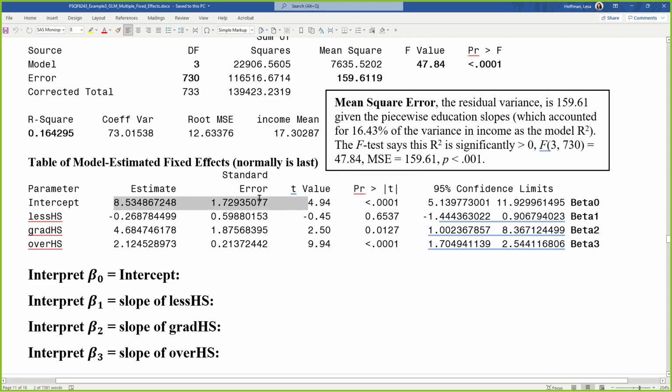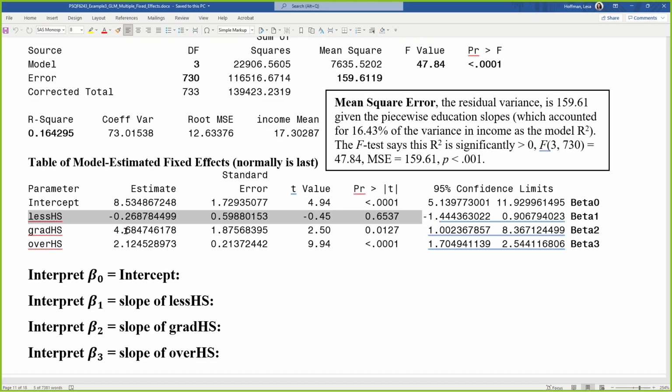The intercept tells us where the slopes operate from as a starting point. So less than high school, that's the -1, but it is non-significant. For every additional year of education among people who didn't graduate high school, they are predicted to make $268 less per year of education. It's a negative slope, but non-significant. So that one is functionally not different than 0. So there's no relationship between education and income amongst people who don't have a high school degree.